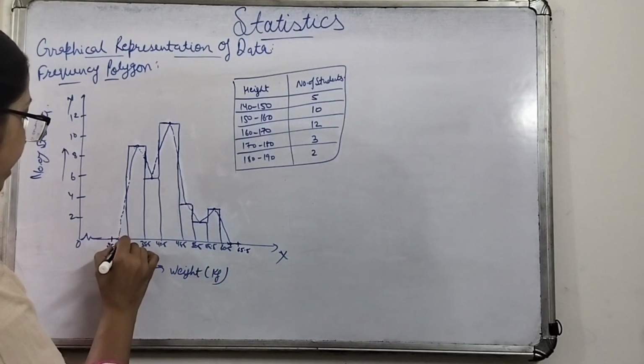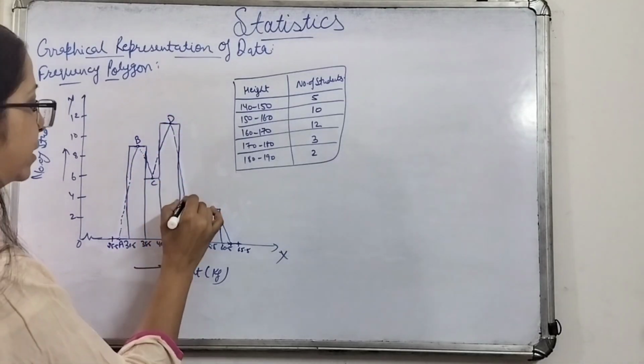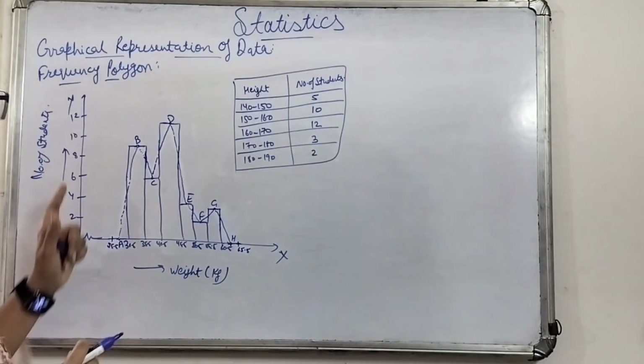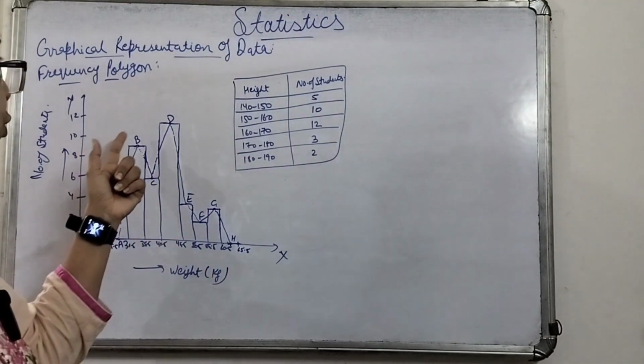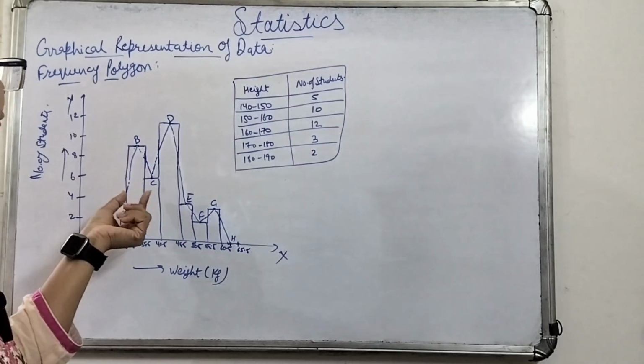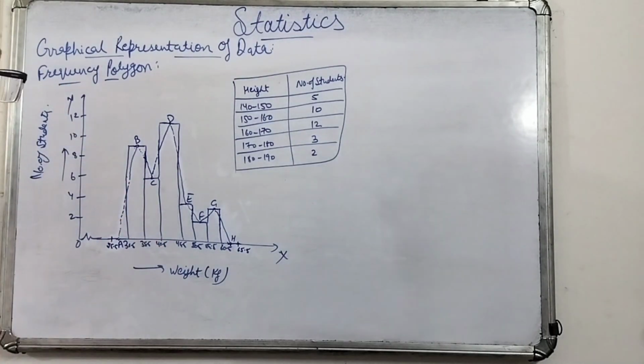Suppose this is point A, this is point B, this is point C, D, E, F, G and H. So A, B, C, D, E, F, G, H shows the frequency polygon. And we can see over here that the area of the histogram is equivalent to the area of the frequency polygon. How can we say that?